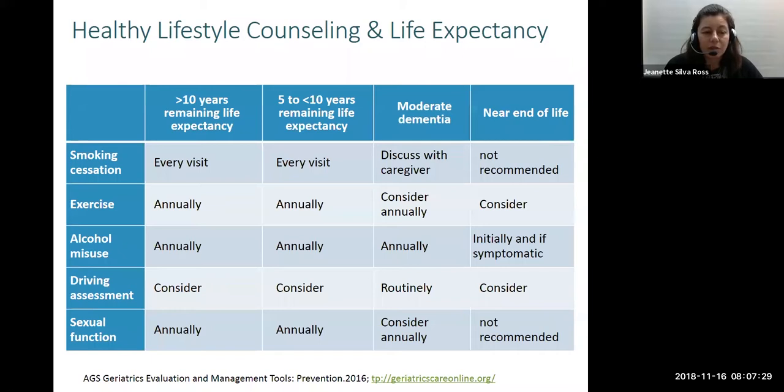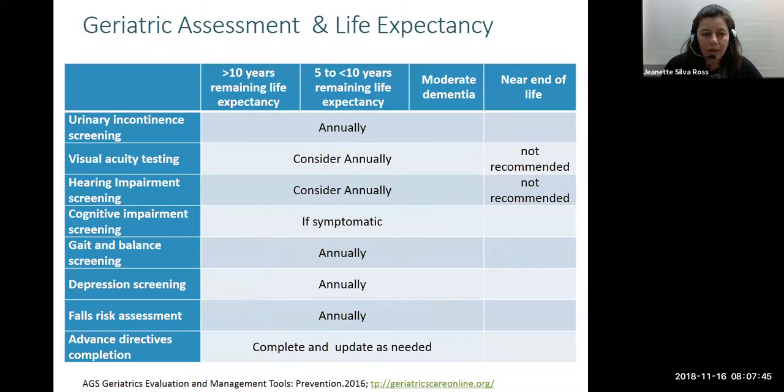And then as far as sexual function, again, you have to remember old people do have sex, so you want to ask about it and make recommendations as needed. As far as pretty much all the categories we've been talking about, you do want to do your incontinence screening, the visual, hearing, cognitive impairment, gait and balance, depression, and fall risk assessment.